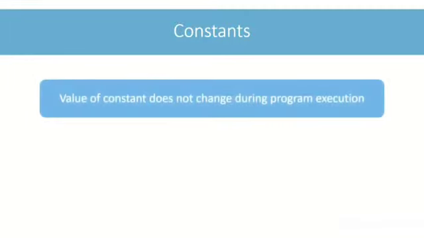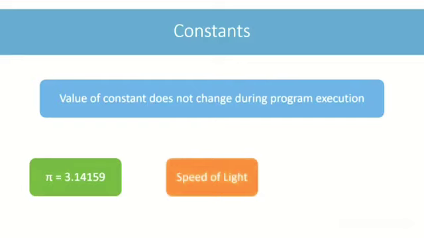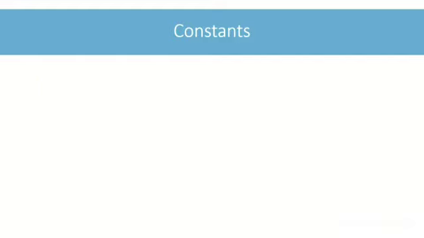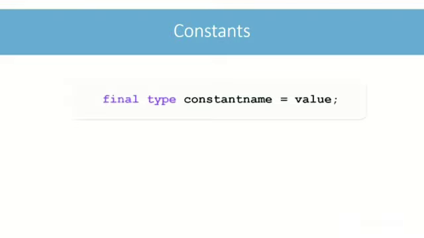Some examples of such values can be the constant pi. We want pi to have a value of 3.14159. Other examples can be that of speed of light or number of days in a week. Java provides a way to declare such constant values. The syntax to declare a constant value is this. The declaration starts with the keyword final.